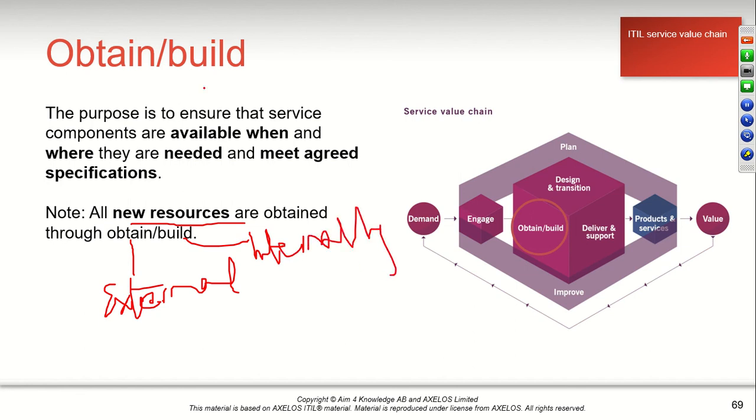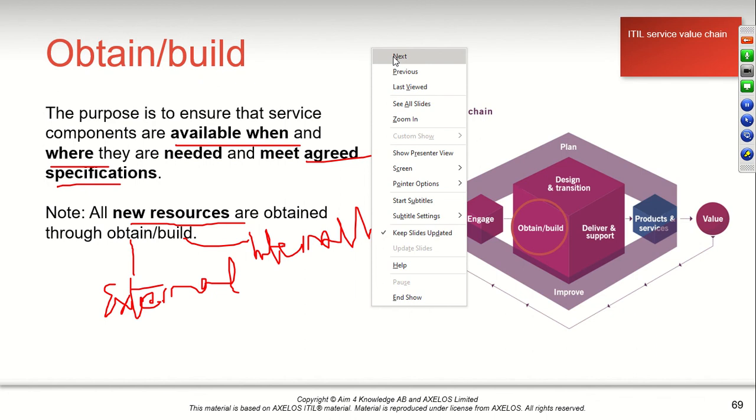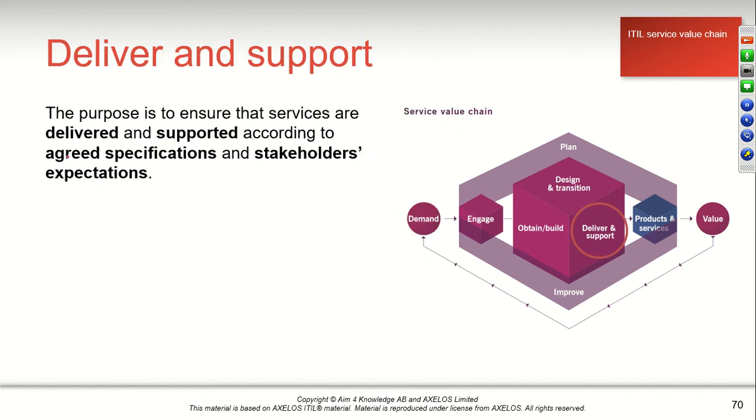And for obtain or build, that is to ensure that service components are available when and where they are needed, and that the service meets the agreed specification. Okay, and these services require that a new resource is either built or is purchased, built internally or being purchased from external, from a provider or supplier.